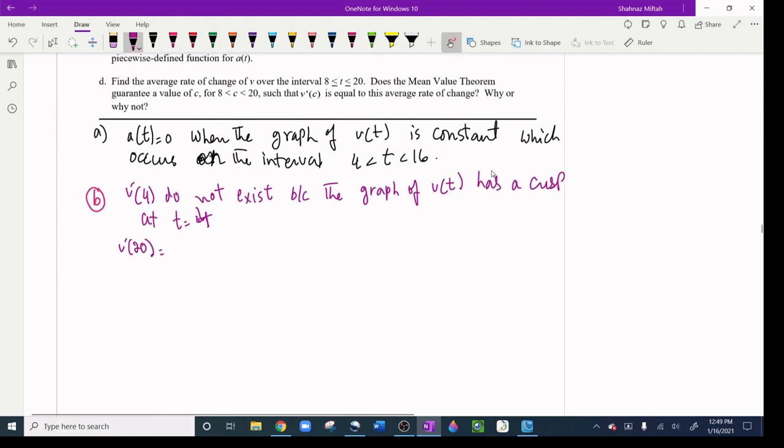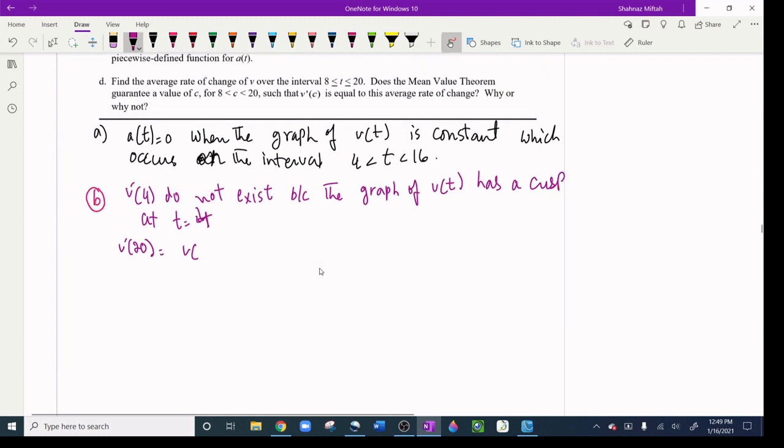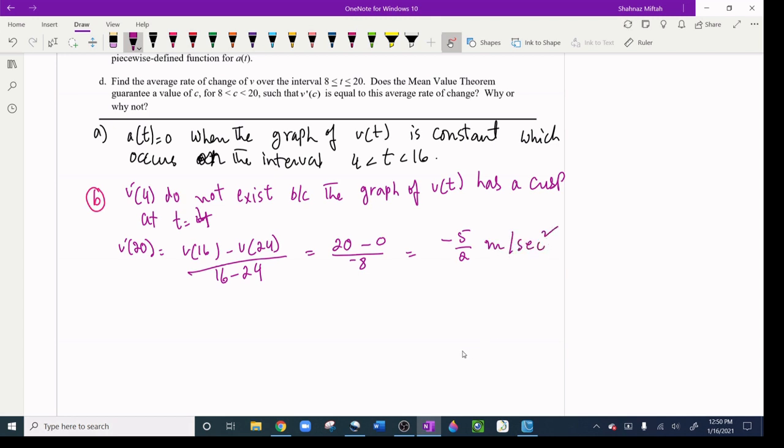So v prime 20: I'm going to pick v of 16 and v of 24. I get v of 16 minus v of 24, over 16 minus 24. What is v of 16? 20. What is v of 24? 0. And this gives me negative 20 over 8. Solving this, it's negative 5 over 2 meters per second squared. So this is my v prime 20.